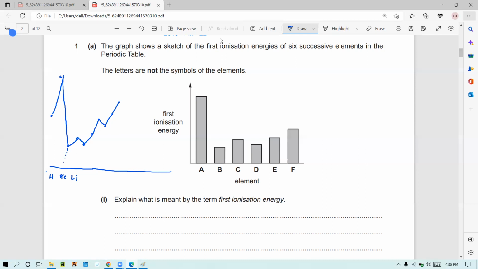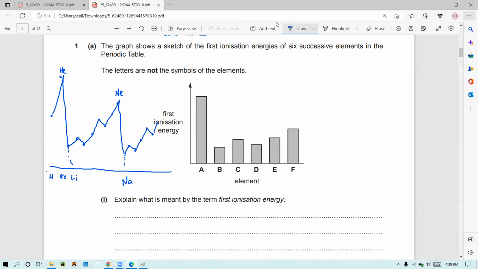This is helium. This is lithium. And this one is neon. Always at the higher places, the peaks, we have noble gases. After a noble gas, you come down to a very low value for a group 1 element. This is sodium. See the relative position. And the same pattern is there.